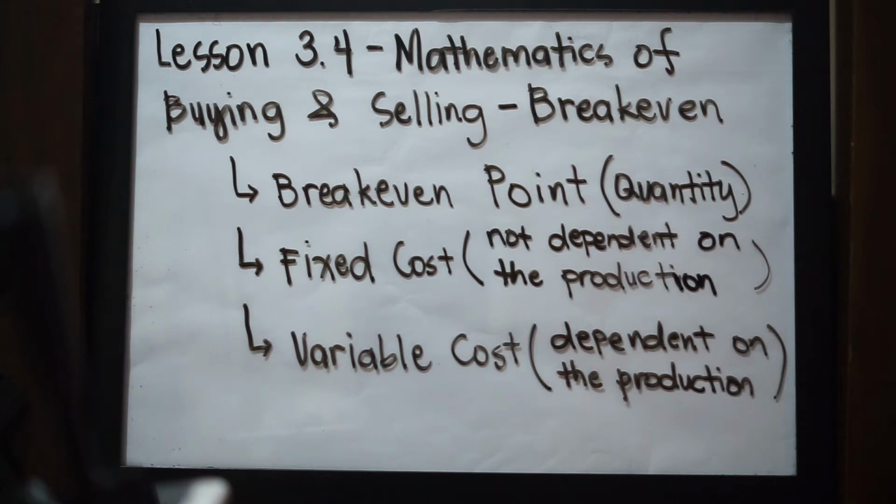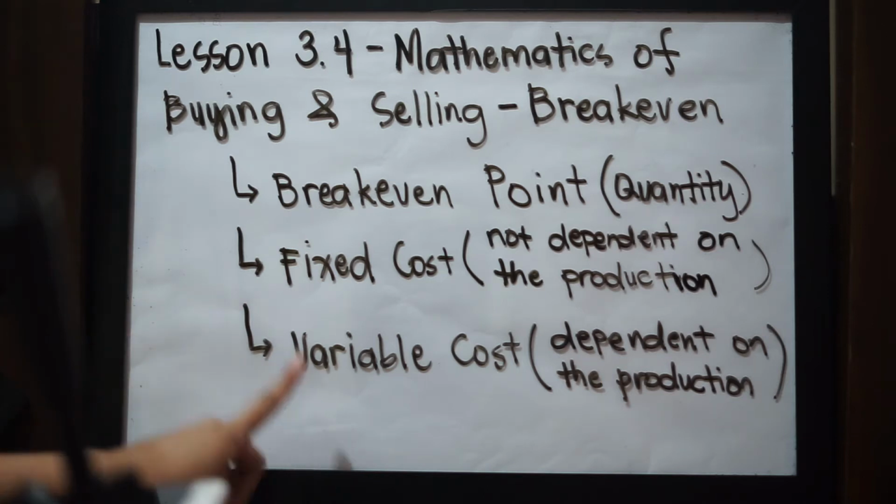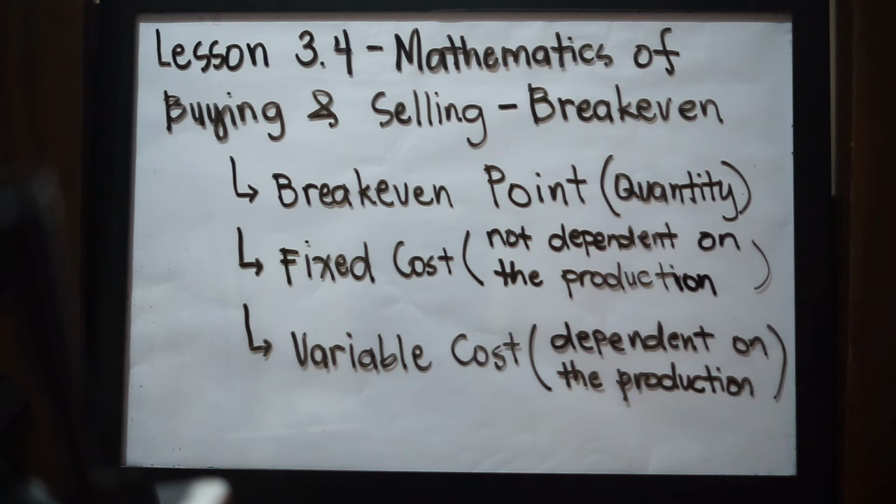Next is the variable cost. When we say variable cost naman, these are the costs that depends on the volume of production. So, eto namang variable cost, eto na yung dependent dun sa production na halimbawa, 100 yung kailangan kong i-produce na pagkain. So, ibig sabihin, kailangan ko ng 100 na paper plates, kailangan ko ng 100 na utensils. So, yun yung mga variable cost.